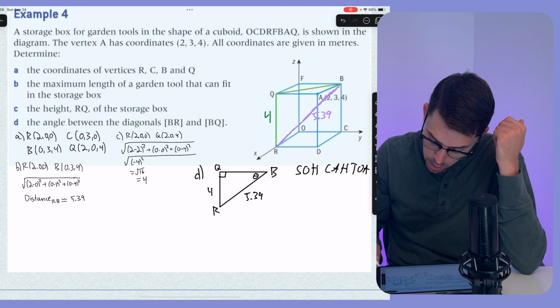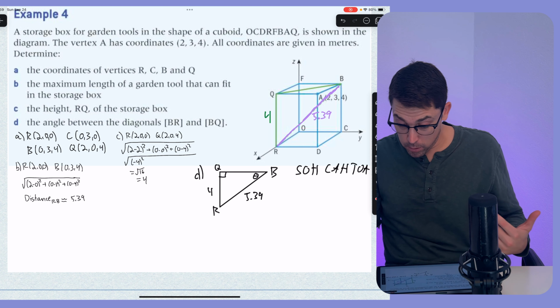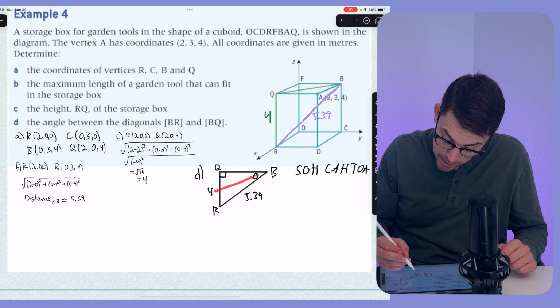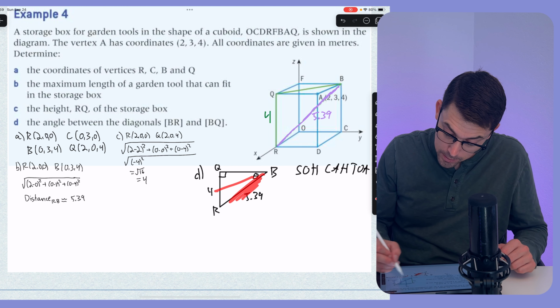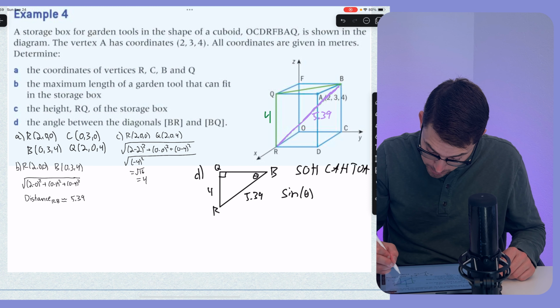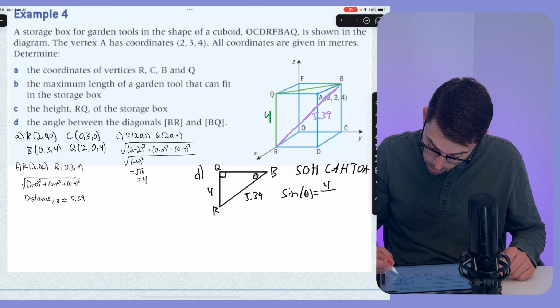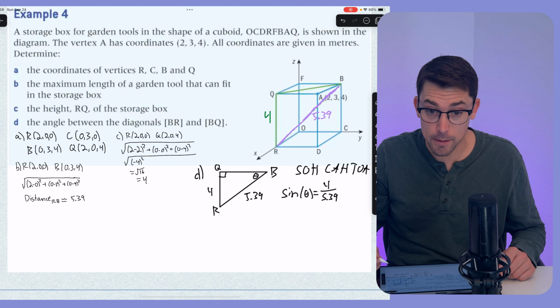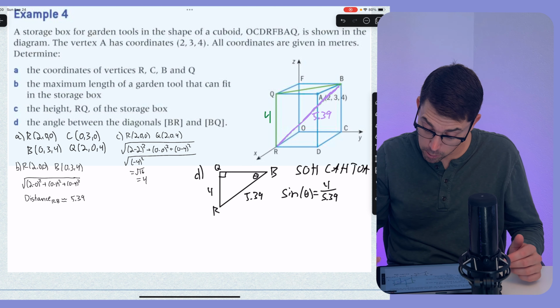So if you remember the old SOHCAHTOA, which one of those is actually going to be useful here? Well, again, I have the opposite side as well as the hypotenuse. That's going to be sine. So the sine of theta is going to be equal to opposite 4 all over 5.39. Now, how exactly do I go about this?